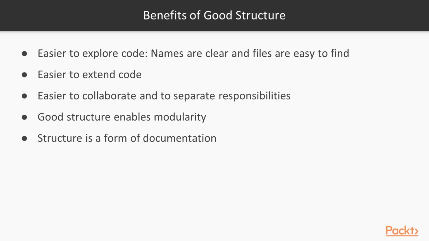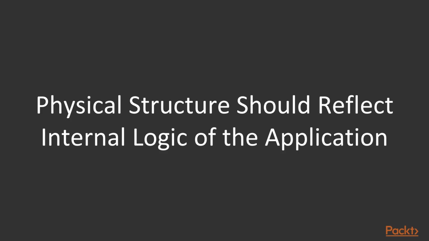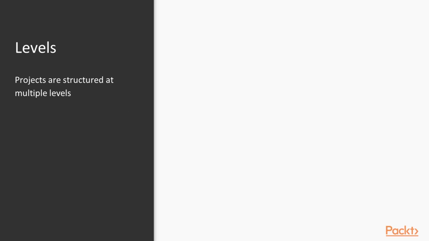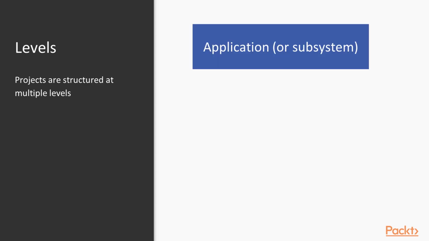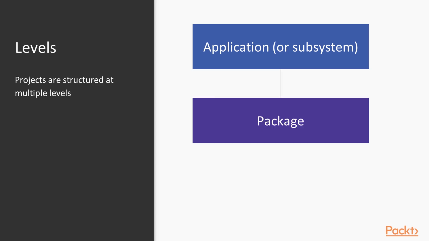Probably the most important rule when thinking about how files and folders are structured in a project is that physical structure is not a thing on its own. A physical structure should always reflect the internal logic of the application, that is, how classes and namespaces and components are organized. Applications are, of course, structured on multiple levels. At the very top level, we would see the application as a whole, or maybe a large subsystem or a service. And each of these is going to consist of smaller units, which in this course we're going to call packages. And every package consists of even smaller units, which again in this course we're going to call components.